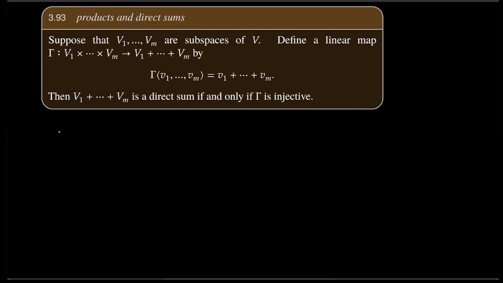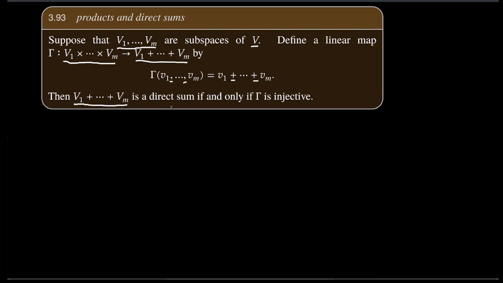Okay, so remember that I said there was some kind of a connection going on here between sums of subspaces and this product operation. So let's start to spell it out. Let's suppose that v1 through vm are subspaces of a vector space V. This means that they are vector spaces in their own right, so we can take their product. We can take a linear map, let's call it capital gamma, that takes the product to the sum by just replacing those commas with pluses. See? Okay. Here's the claim.